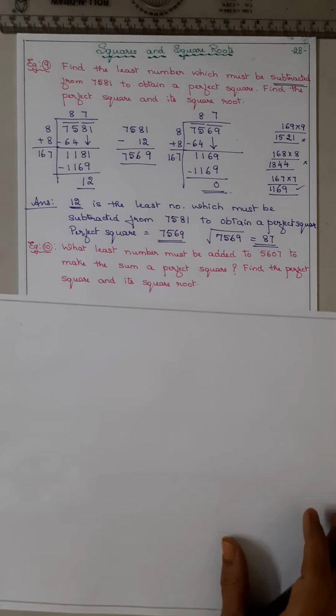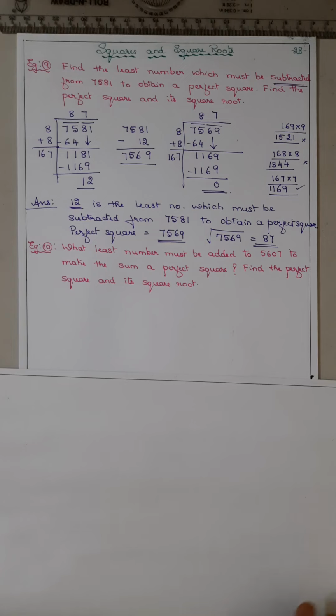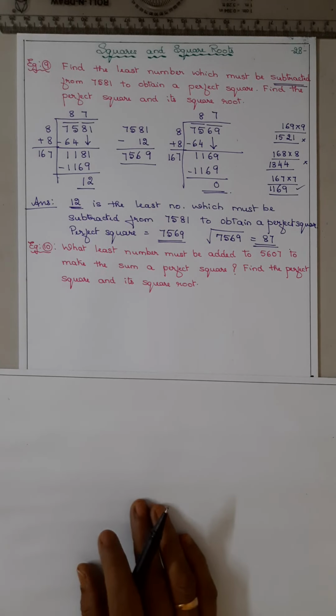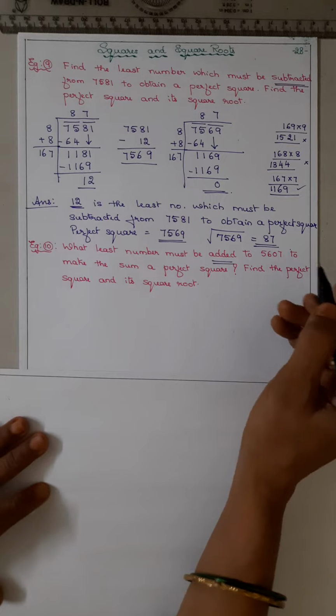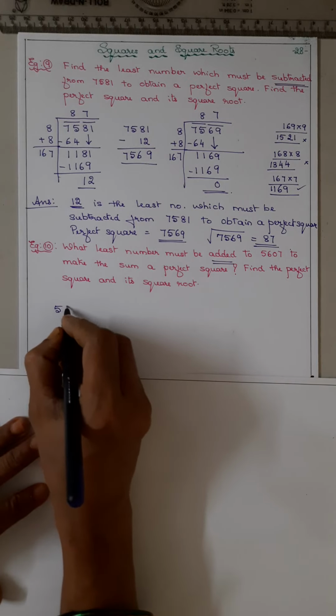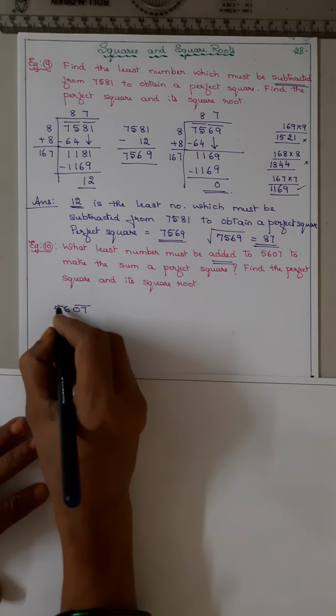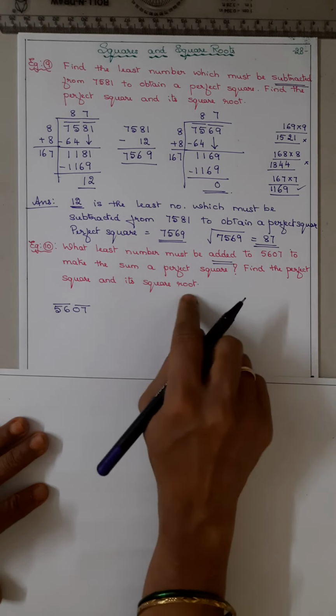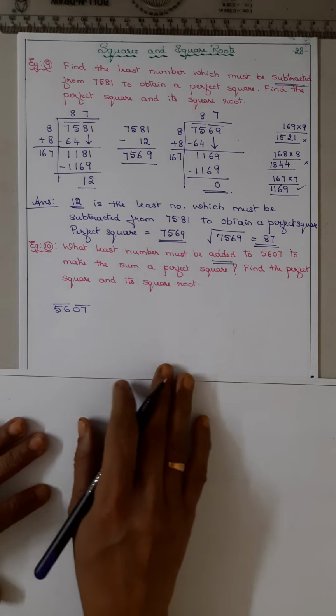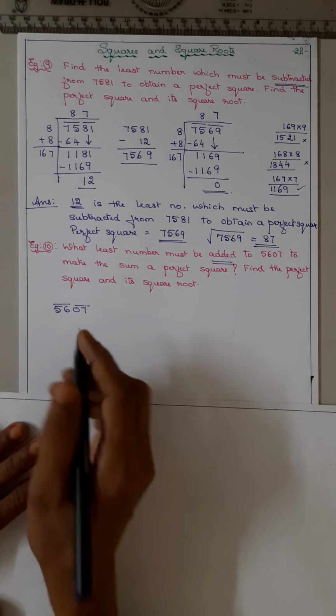Now coming to example 10. What is the least number that should be added to 5607 to make the sum a perfect square? Find the perfect square and its square root. Same long division we have to do.